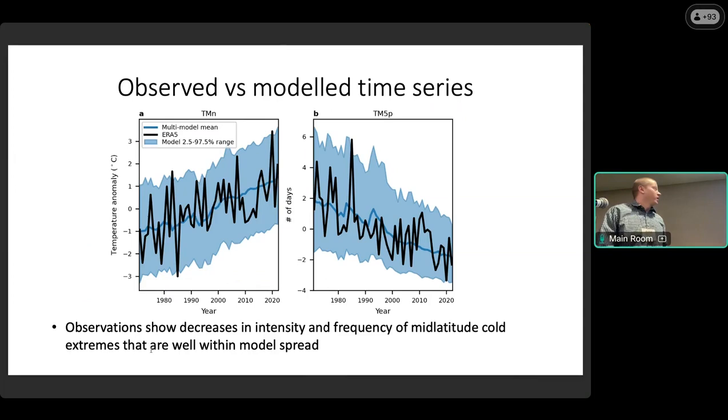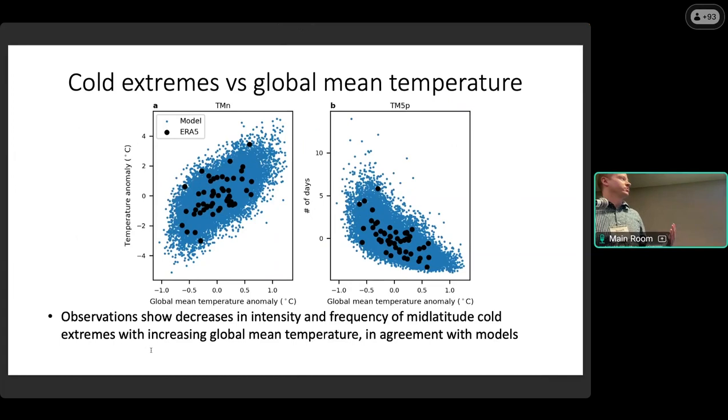So another way of plotting this is, instead of going against time, we plot these cold extremes against the global mean temperature anomaly. There's no rescaling done here. This is the raw data, and for both these metrics, we see a reduction in frequency and intensity of cold extremes with global warming, and the observations in black fit well within the model distributions in blue. And we don't see any evidence of a model-observation discrepancy.